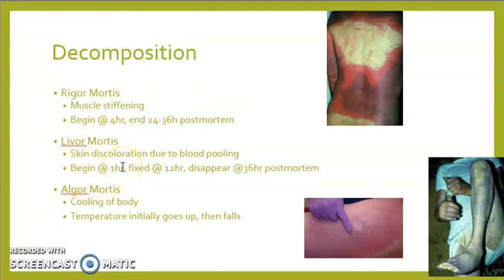Liver mortis or livor mortis. So it's supposed to be livor mortis, but nobody says livor mortis. And so one of my cultural pet peeves is, so now the people that say it right sound like they're wrong. So whatever you want to call it, I don't really care. But livor mortis, lividity, is when blood pools, because blood is no longer pumping through your body, gravity's acting on it. So both of these are pictures of livor mortis. Blood pools after death. It becomes visible at about an hour. It's fixed at about 12 hours, and at about 36 hours it disappears.